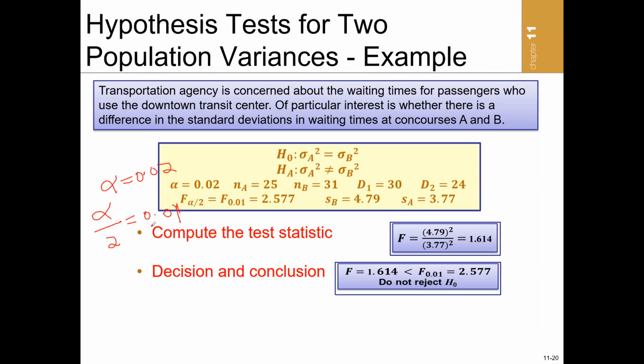So keep in mind that we are reading an alpha of 0.01 because the F table just gives the values for one of the tails. It doesn't give values for two tails, right?